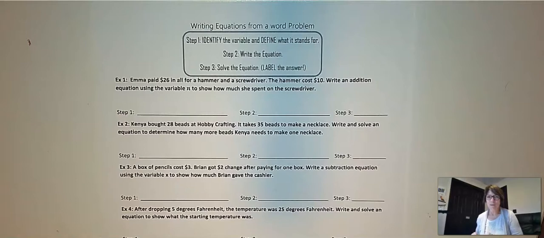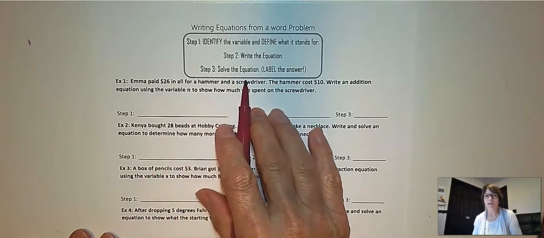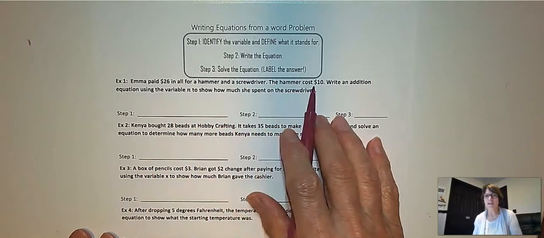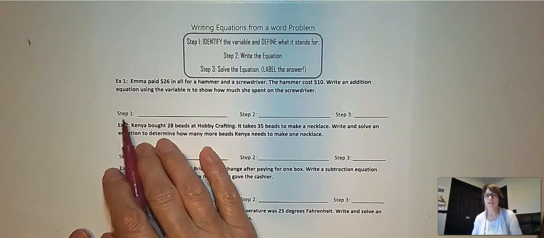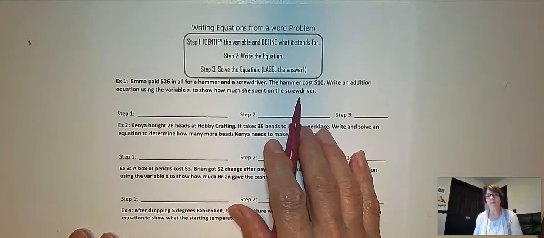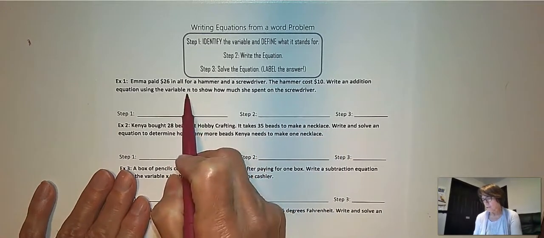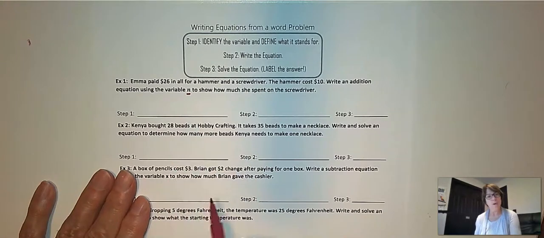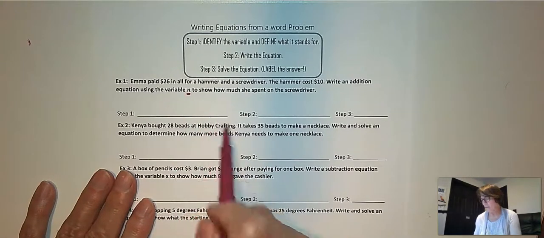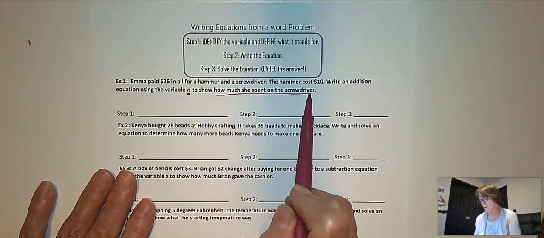Let's look at our very first problem here. It says Emma paid $26 in all for a hammer and a screwdriver. The hammer cost $10. Write an addition equation using the variable n to show how much she spent on the screwdriver. So a couple of things here. First of all, it tells us that we should use n. The word problem tells us to use n, and it tells us what n is. N is how much she spent on the screwdriver.